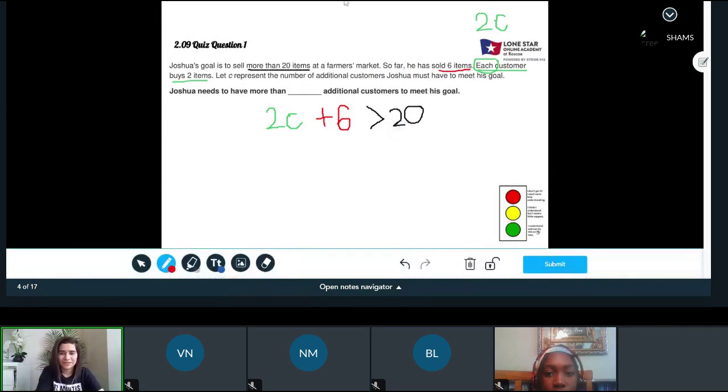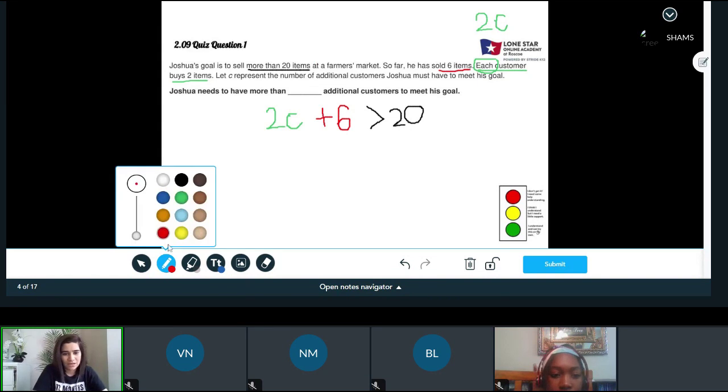So, math has its own language. All this is written in English like in sentences. Joshua's goal is to sell more than 20 items, and he has sold 6. Each customer buys 2. All this, see, in the math sentence, this is how it will look like. 2C plus 6 is greater than 20. This is a math sentence, actually, right? So this is how we can express it. Once you have the inequality, we can go ahead and solve it.